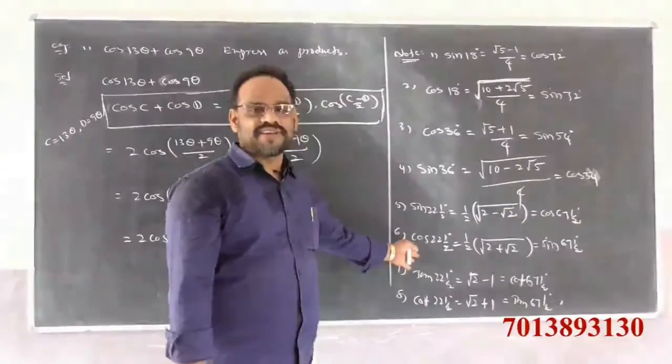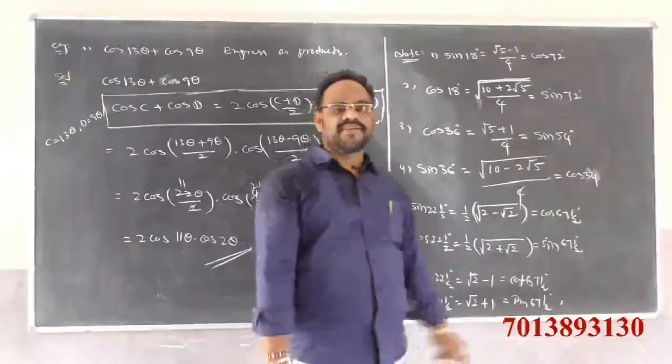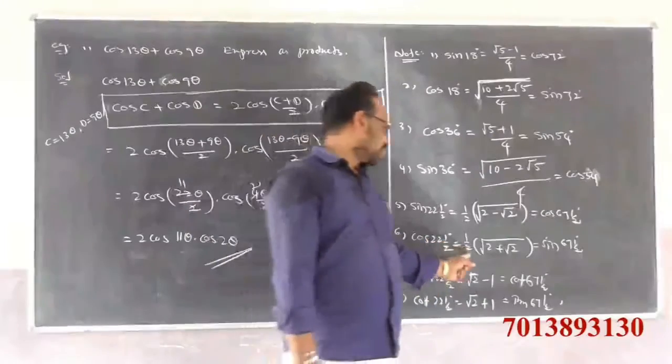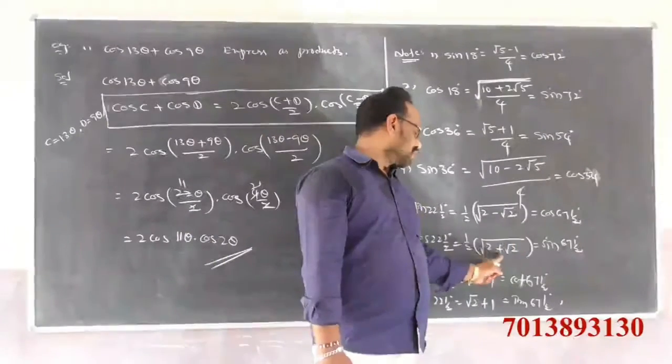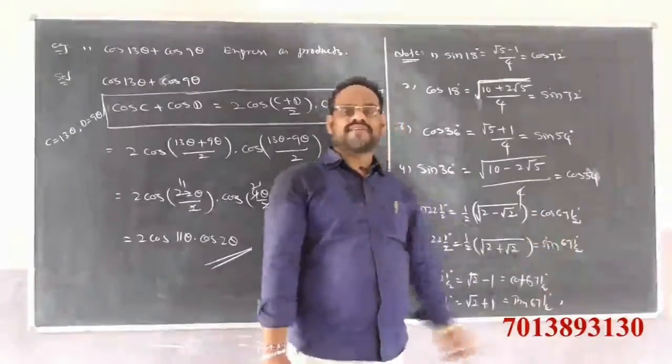Cos 22 and half degrees. What is the value of cos 22 and half? 1 by 2 into square root of 2 plus square root of 2. That is equal to sin 67 and half degrees.